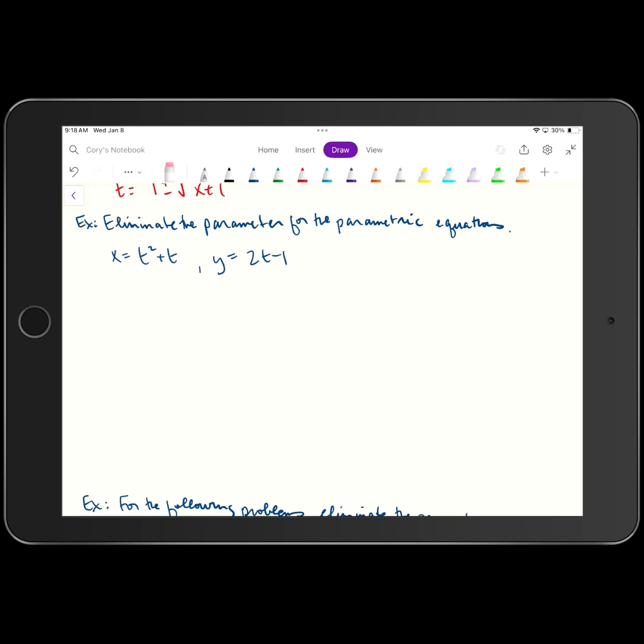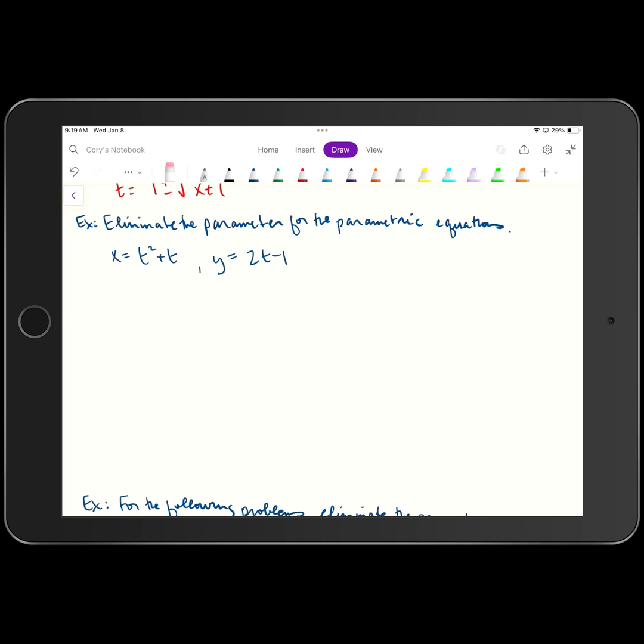Okay, so this first example is going to have us eliminate the parameter for the parametric equations, where we have x equal to t squared plus t, and then y is equal to 2t minus 1. I'm not going to work this one out both ways like we did the previous example. I want to eliminate the parameter in the easiest way possible. And again, to eliminate the parameter, we're going to have to solve for t in one of the equations and substitute for t in the other equation.